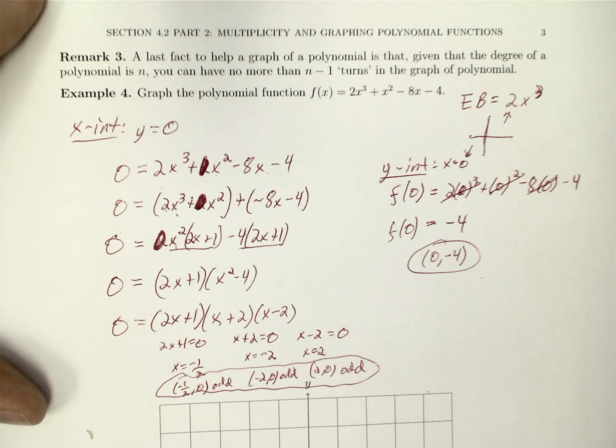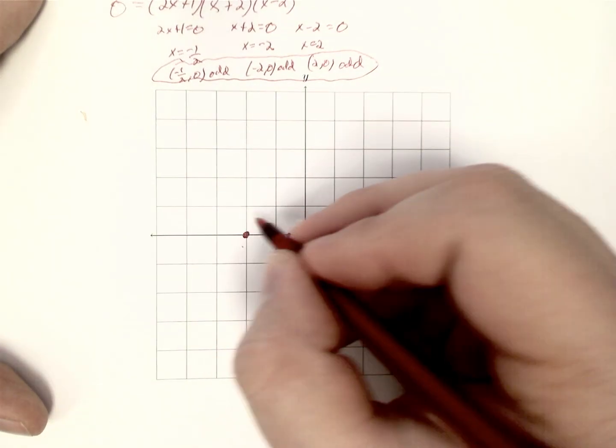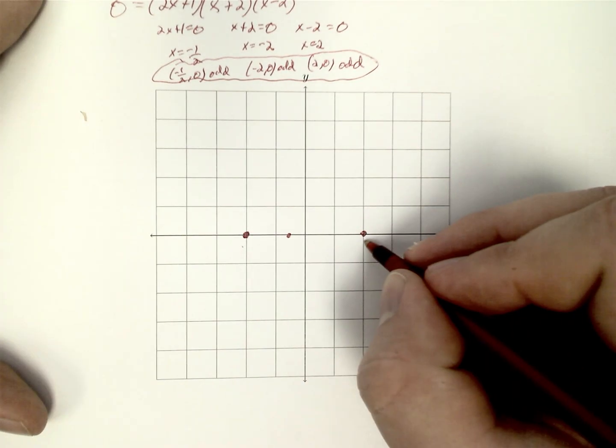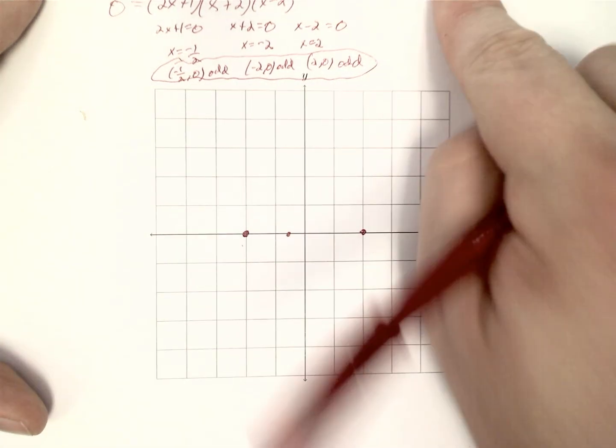All right, so with this being said, we have negative 2, 0. We have 2, 0. And then we have negative 1/2, 0. So here, oh, oops, sorry. So negative 2, 0, negative 1/2, 0, and then 2, 0. Further, we also have 0, negative 4.